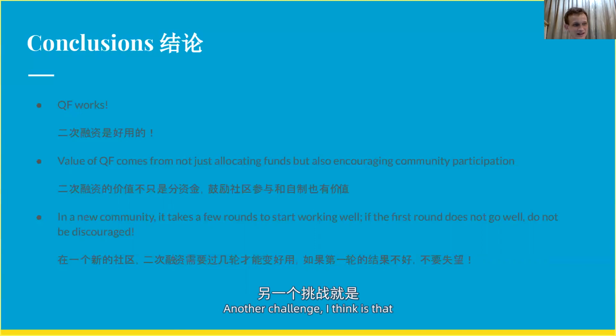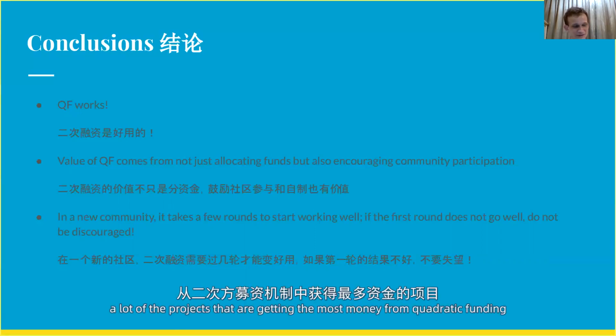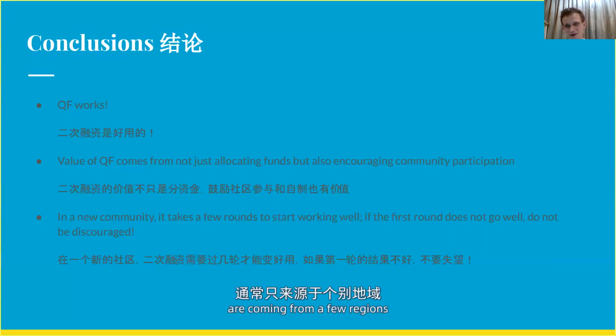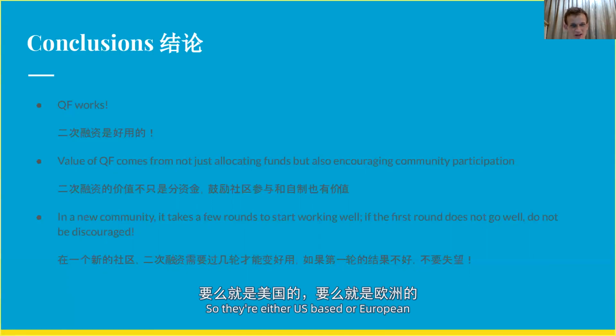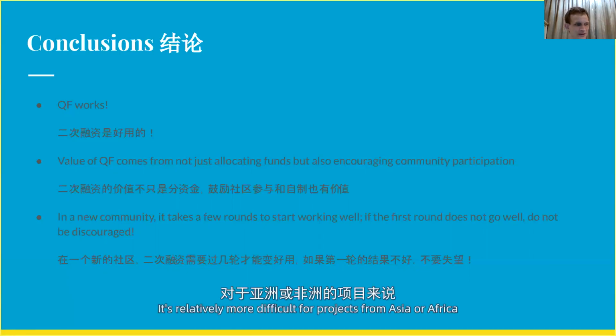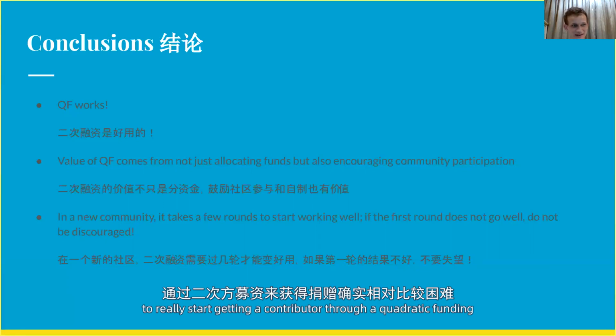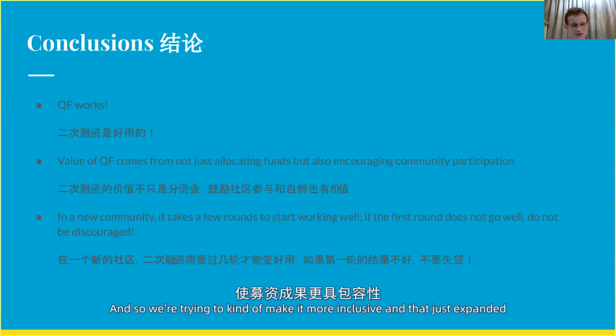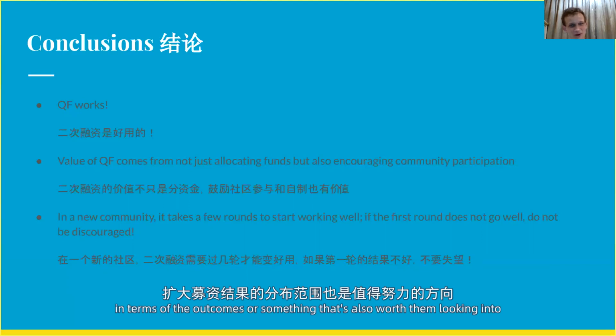Another challenge is that a lot of the projects that are getting the most money from quadratic funding are coming from a few regions. They're either US-based or European. It's relatively more difficult for projects from Asia or Africa, for example, to start getting contributors through quadratic funding, and so trying to make it more inclusive and expand it in terms of outcomes is something that's also worth looking into.